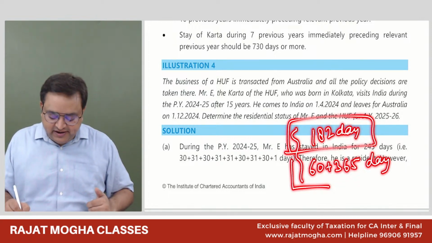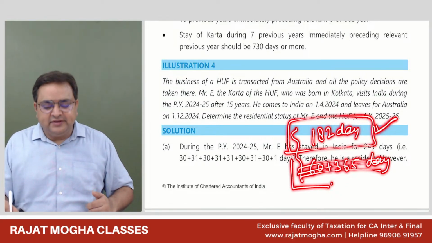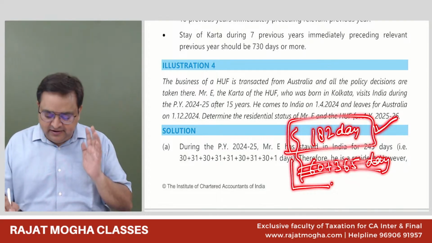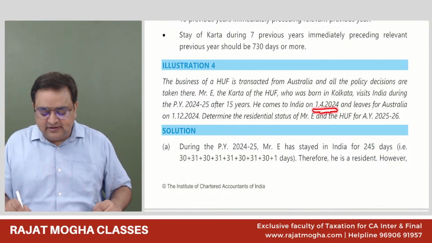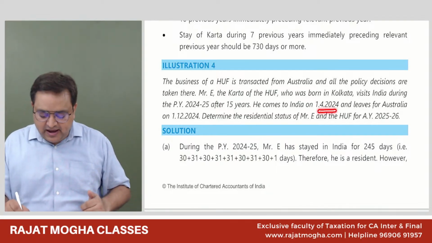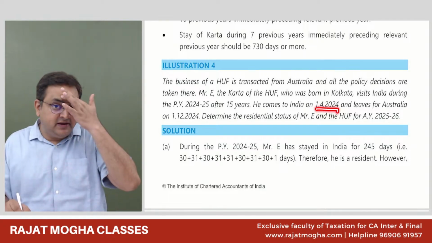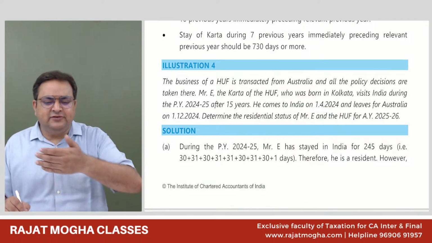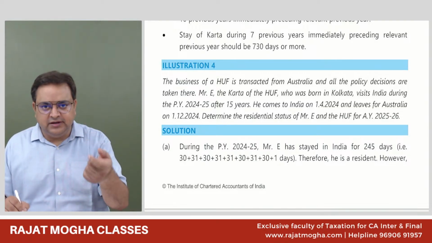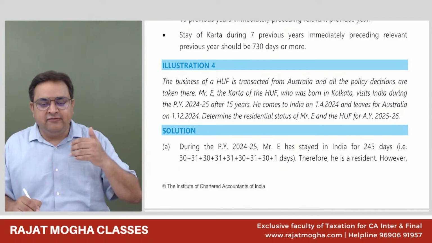If the 182 days condition is satisfied, he will become resident. So let's see whether he is satisfying it. Let us do it orally. The answer is yes, because he's coming on 1st April 2024 and going back on 1st December 2024. April till November he was here, and for December, 1 day I'll take. So it is going more than 182 days. The day when we arrive and the day when we leave India are also taken as stay in India. So he is satisfying the 182 days condition, and he will become resident.